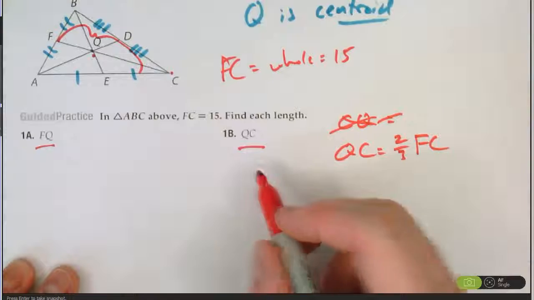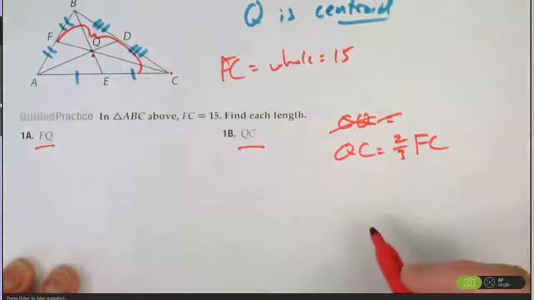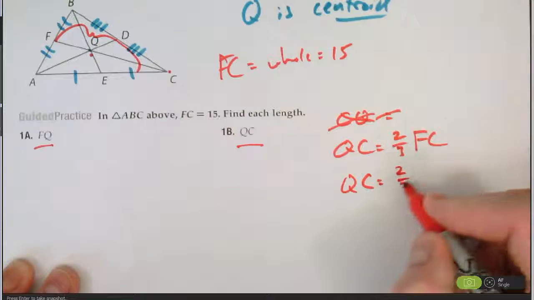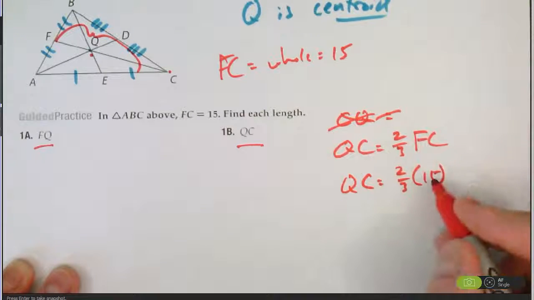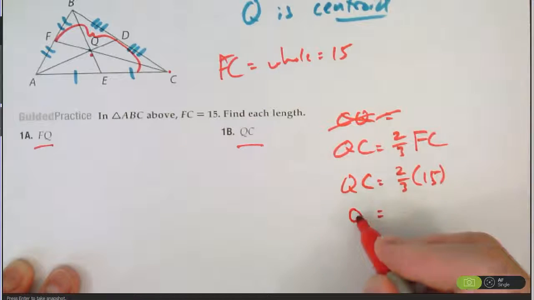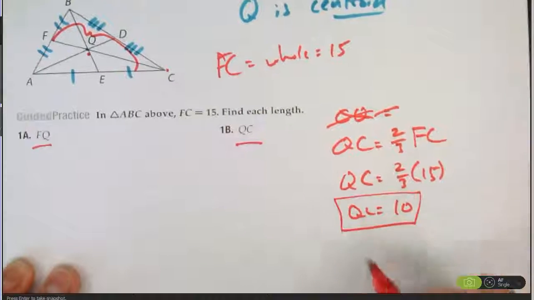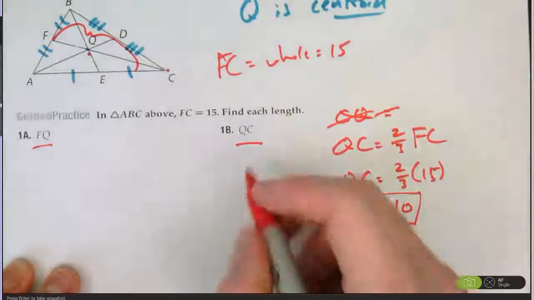Okay. So I actually can find QC first and help me find FQ. Well, QC is 2/3 the whole length. Well, if the whole length is 15, 2/3 of 15 is then going to end up being 10. So it's 10. There are no units to it, so it must be 10.